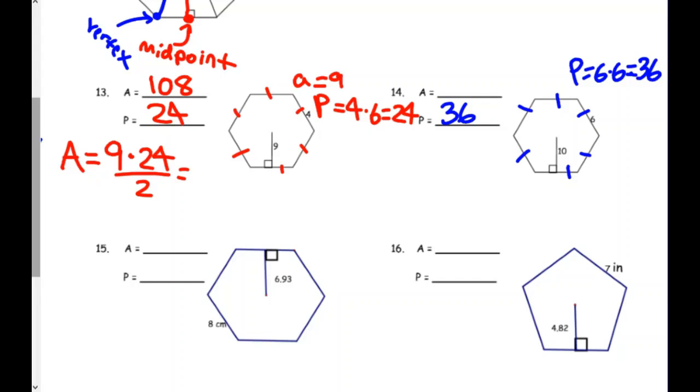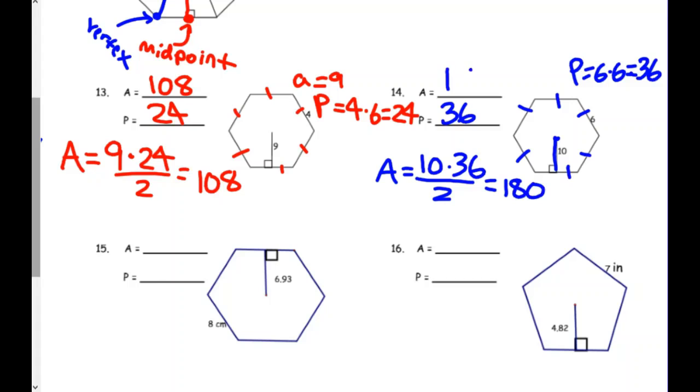Sorry. All right, so now I'm going to do area is apothem, which is 10, times the perimeter, 36, divided by 2. And that gives me, this was 108, sorry. That gives me what? 180? Huh? 162? You sure? 10 times 36 divided by 2 is 180. All right, thank you very much, 180.